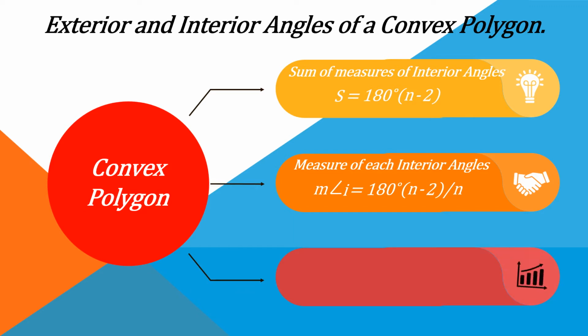Next is the measure of each exterior angle. Exterior angles are the angles formed if you extend one side of a polygon, and that extended side, if you measure it against the other side, is called an exterior angle, and it is equal to 360 degrees divided by the number of sides.